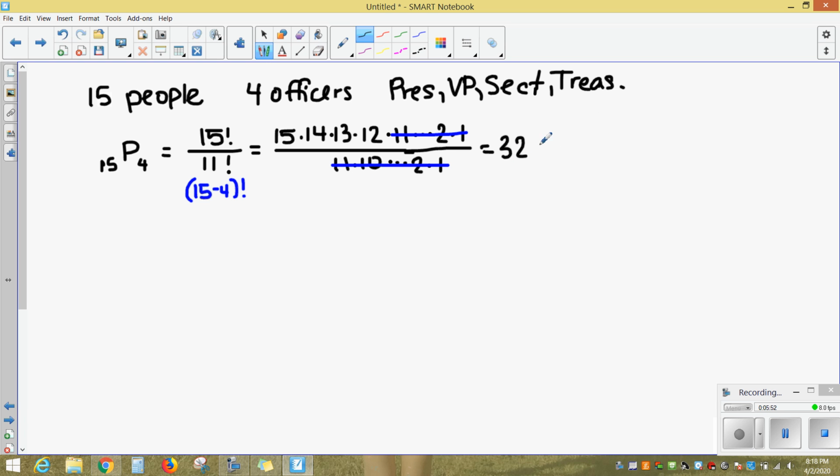That's 32,760 ways. Out of our 15 stat students, if we are going to select officers, there are more than 32,000 ways that we could do that, just from the group that we have that usually sits in room 7 with us. Permutations, when order matters, those numbers get very large in a very big hurry.